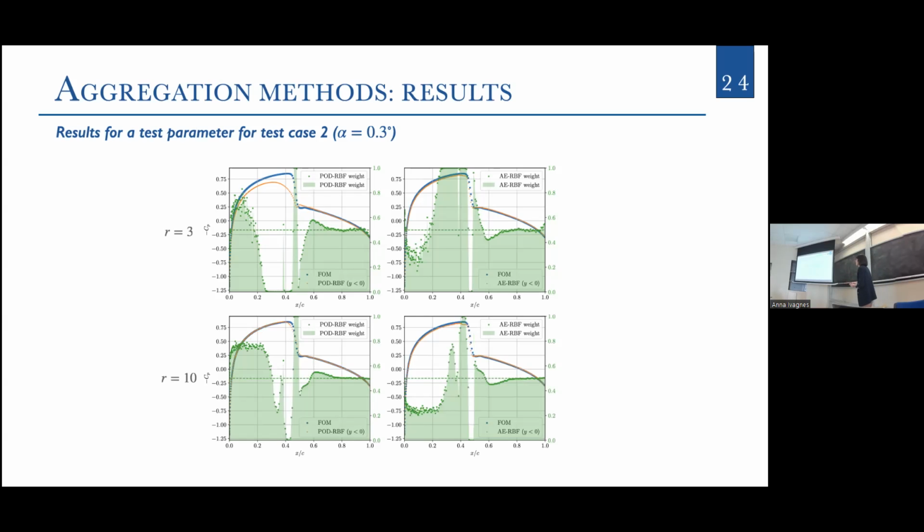Okay, here is just another example for 10 as a reduced dimensionality. So you see here that the POD is performing better, and in fact the weights are not so strongly differentiated among the two models that we are considering in the evaluation.